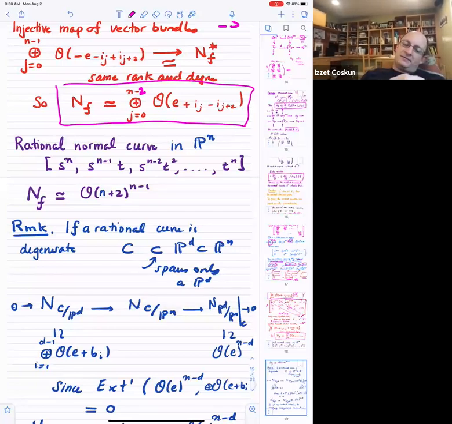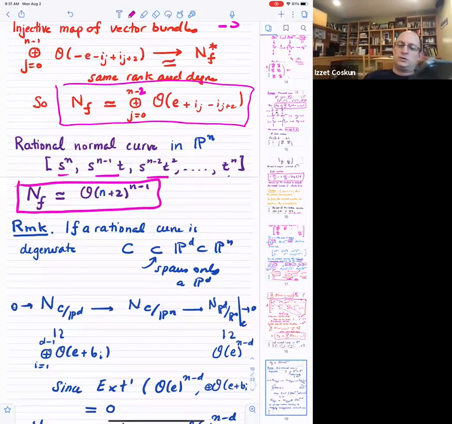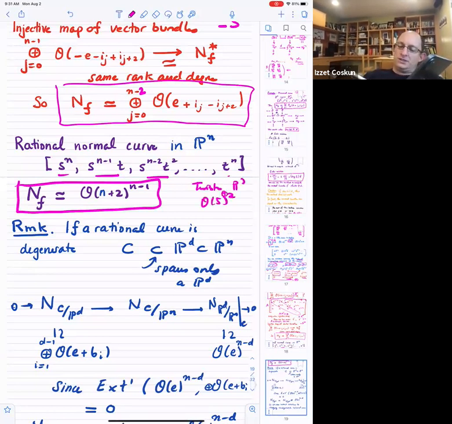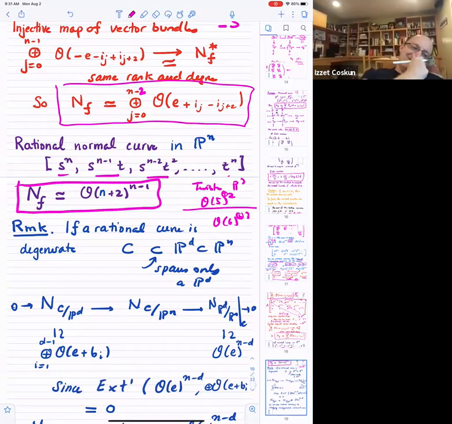And in particular, if you have a rational normal curve, this is an important piece of information. If you have a rational normal curve in P^n, that means that it's given by s to the n, s to the n minus 1 t, s to the n minus 2 t squared, and so on and so forth. Then by what we said, the normal bundle is O(n+2) to the n minus 1. In other words, a twisted cubic in P3 has normal bundle O(5) two copies. A rational quartic has O(6) three copies, and so on and so forth. A line is always O(1) to some bunch of powers.